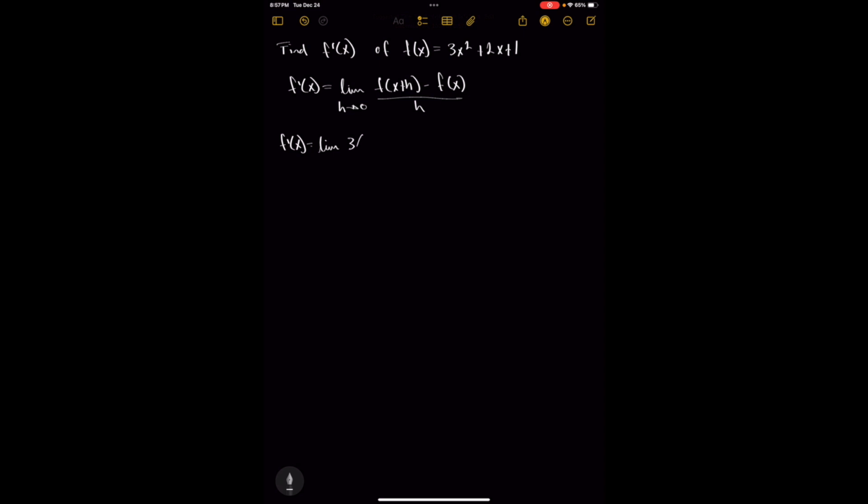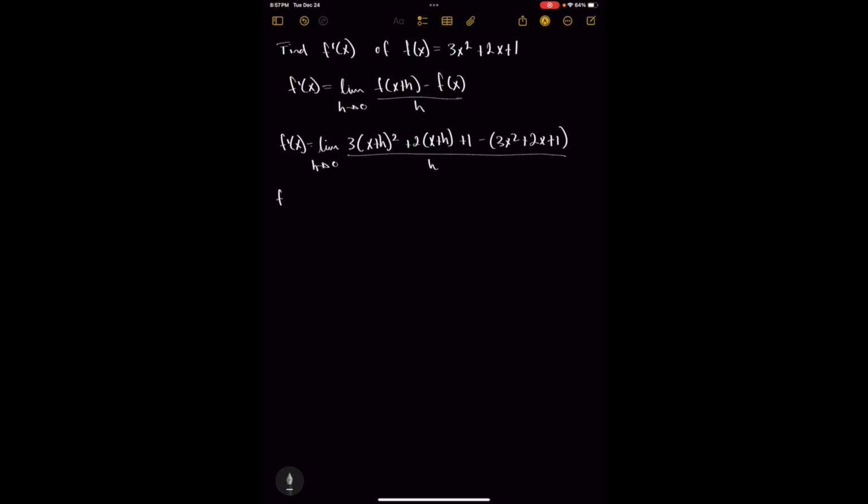So we're going to have 3 times x plus h squared plus 2 times x plus h plus 1, and then we subtract the original function, which is just 3x squared plus 2x plus 1, and that's all going to be over h as h approaches 0.